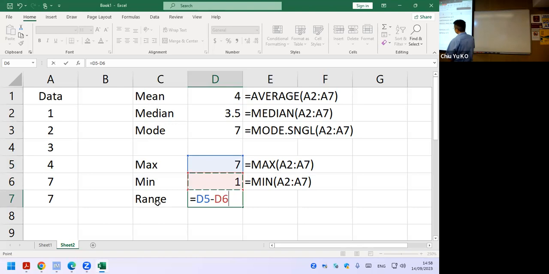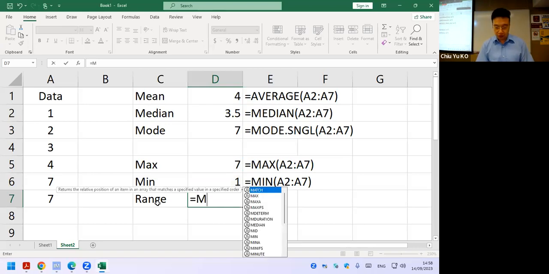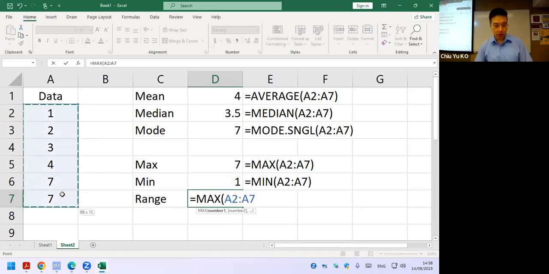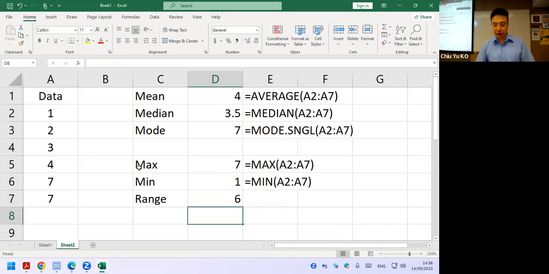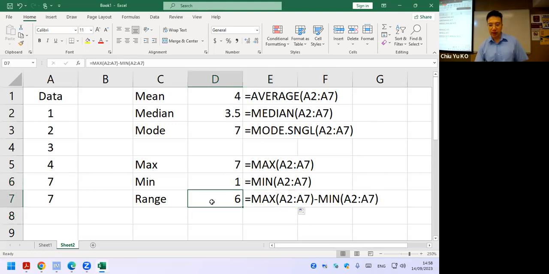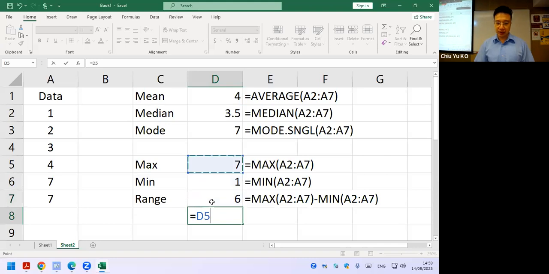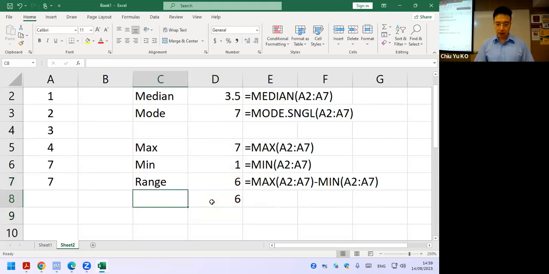Then range will be just max minus min. Okay. So usually how I do Excel is not to put everything in the same cell. Maybe I just do one thing. I can do this max minus min. That's one way to do it. For a simple function, you can put everything in the same line, right? But usually what I do, instead of doing that, is I would just do the max minus min.